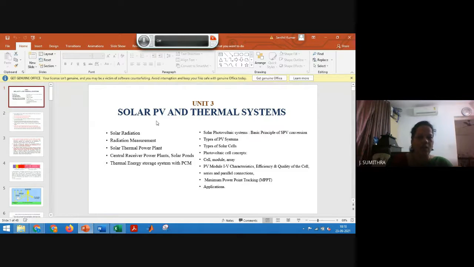Coming to the third unit, we have solar PV and thermal systems, which lie on solar energy. The subtopics under this unit are solar radiation and the measurement devices required for measuring it, solar thermal power plants, central receiver power plants, solar ponds, and the different thermal energy storage systems with phase change materials, abbreviated as PCM, and solar photovoltaic systems. That covers the basic principle of solar photovoltaic conversion, the different types of PV systems and solar cells, and basic concepts like what a cell is, and when it is called an array or a module.